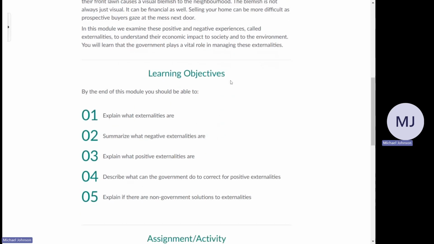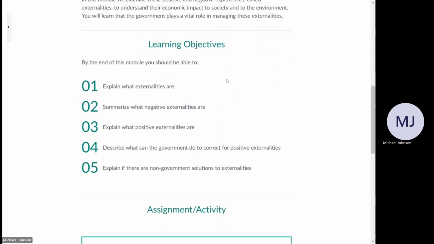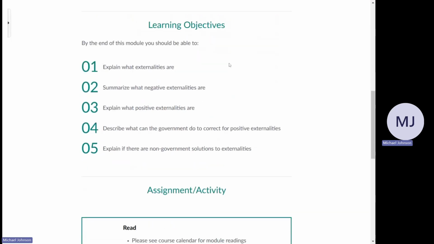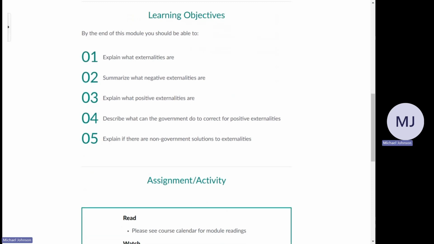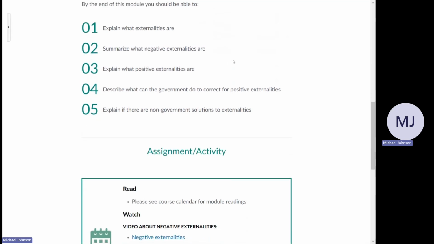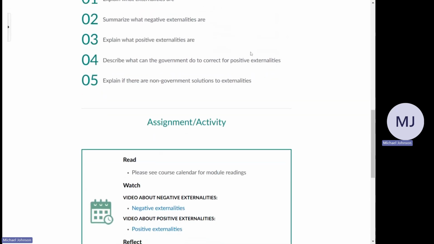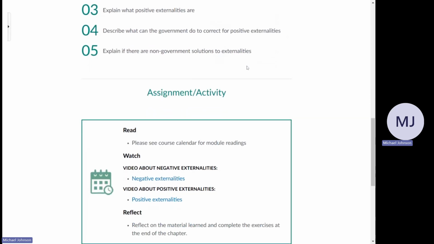In this module, we will examine these positive and negative experiences called externalities to understand their economic impact to society and to the environment. You will learn that the government plays a vital role in managing these externalities. By the end of this module, you should be able to explain what externalities are, summarize what negative externalities are, explain what positive externalities are, describe what the government can do to correct for positive externalities, and explain if there are non-government solutions to externalities.